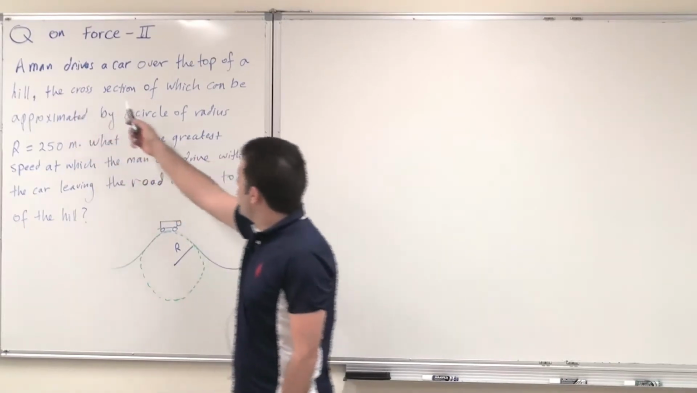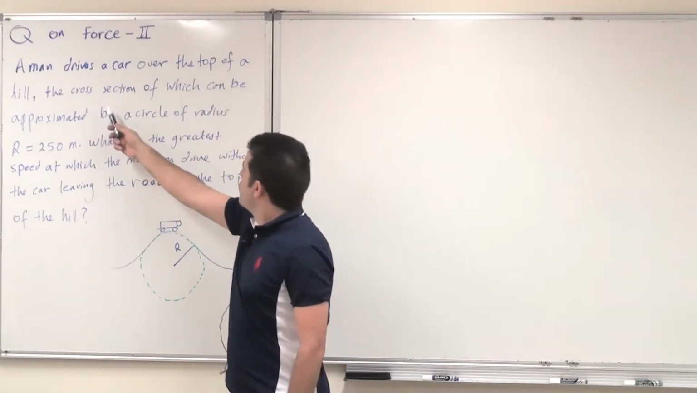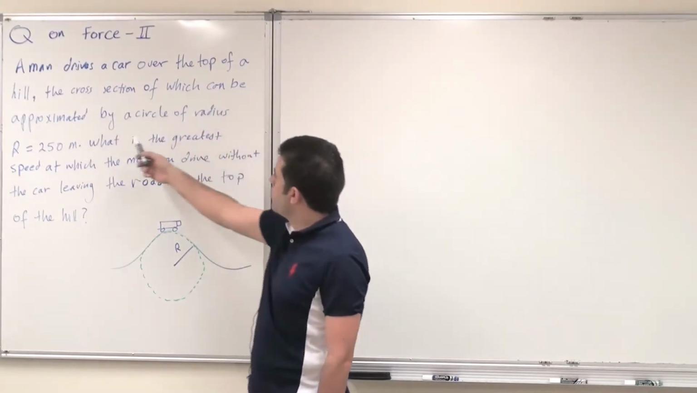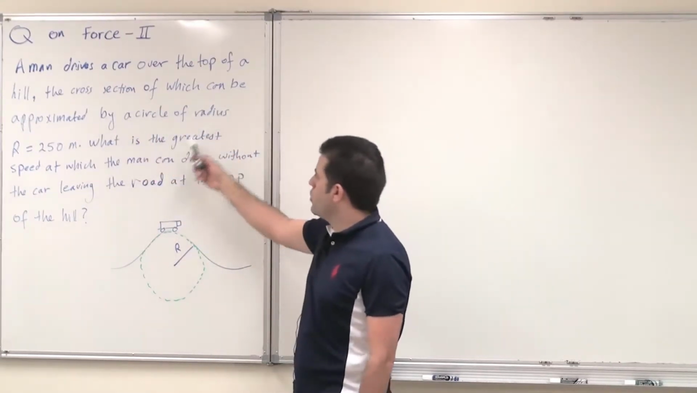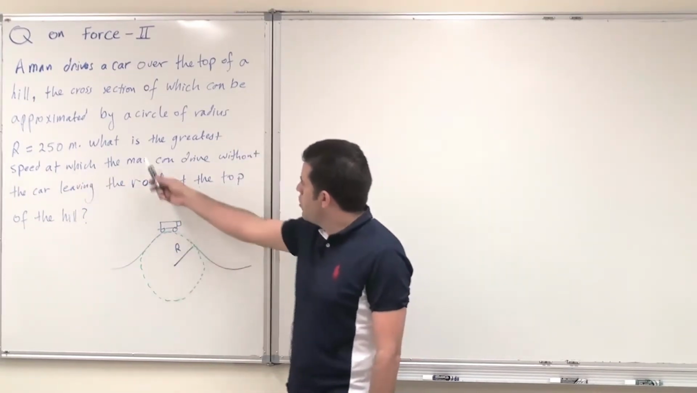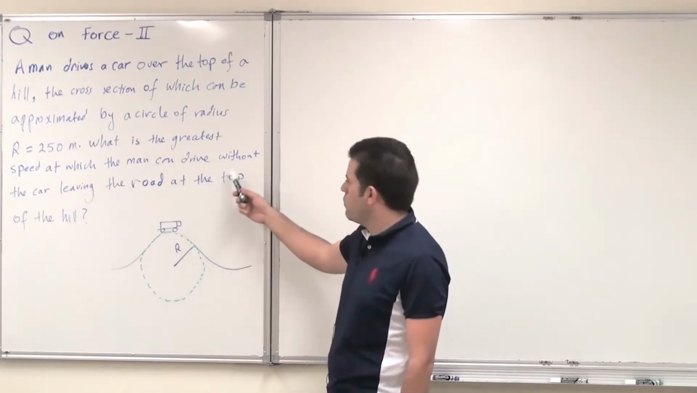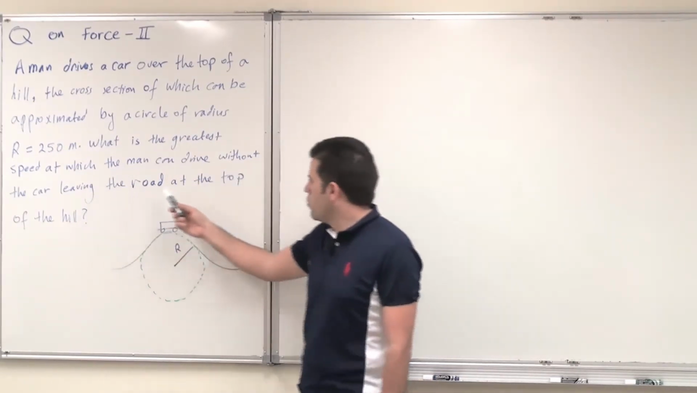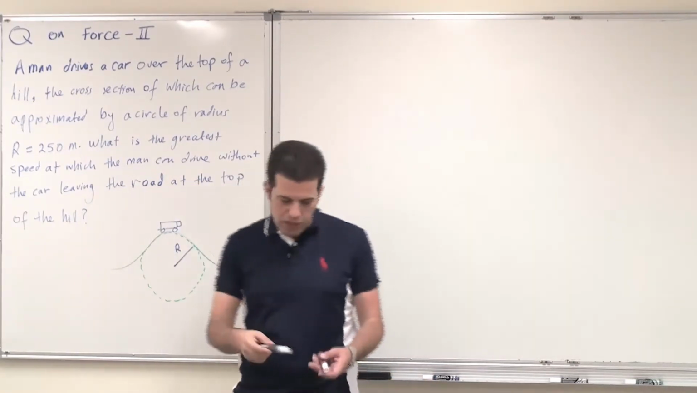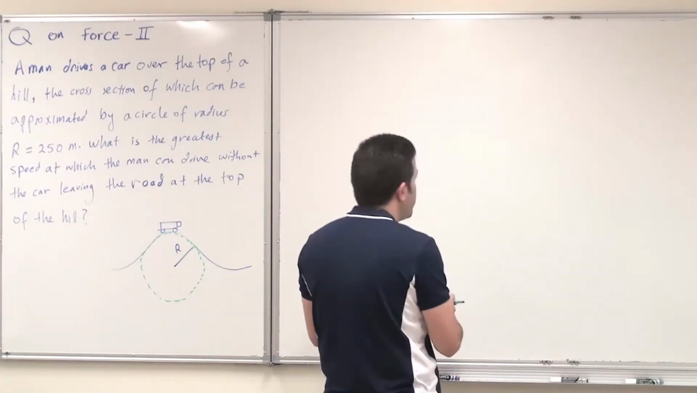So this question reads on the forces. A man drives a car over the top of a hill, the cross-section of which can be approximated by a circle of radius r equal 250 meters. What is the greatest speed at which the man can drive without the car leaving the road at the top of the hill? So we can redraw the figure.